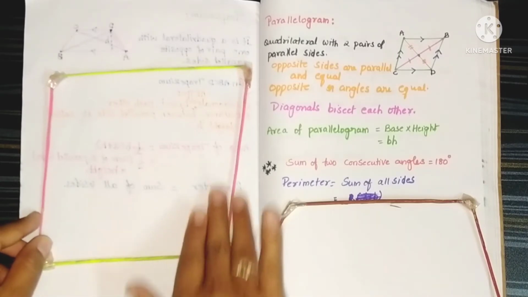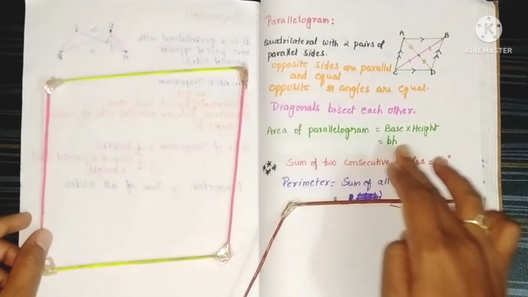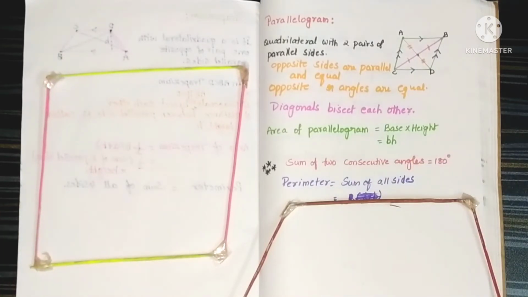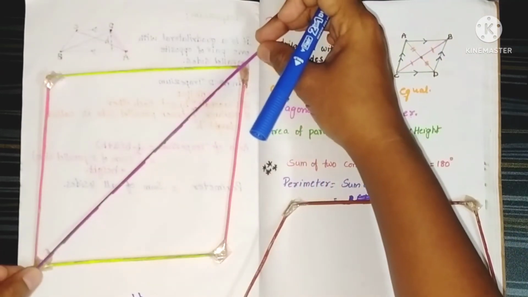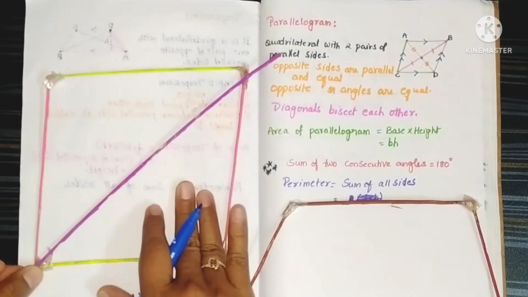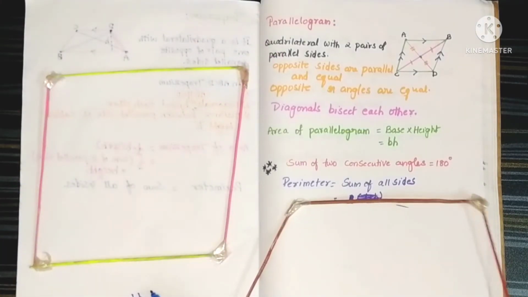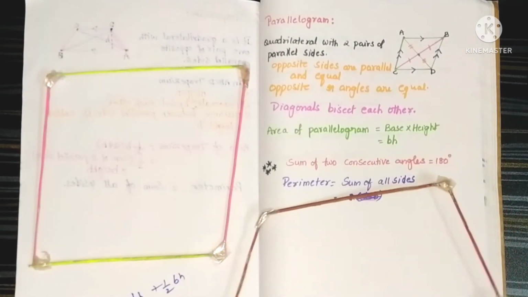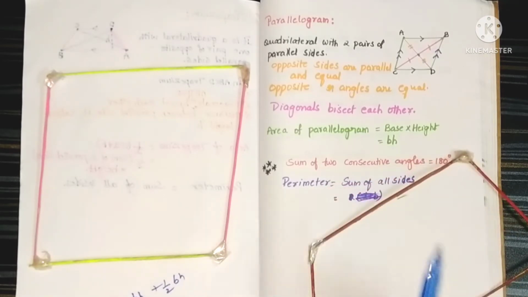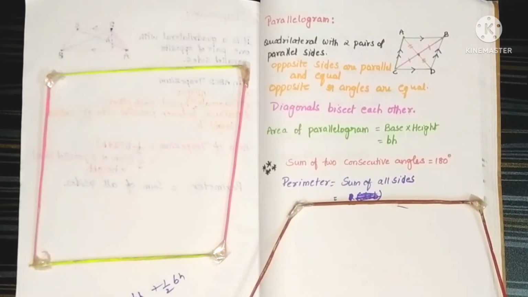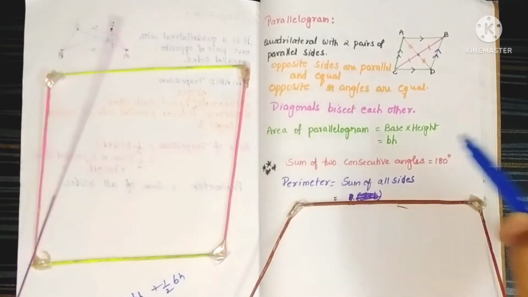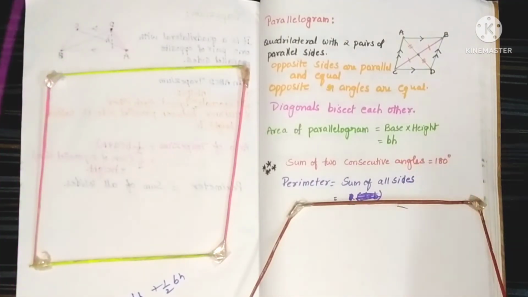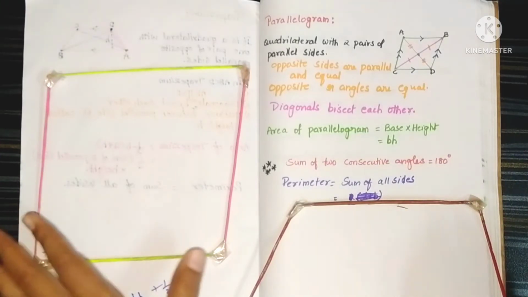Okay, and the area of a parallelogram is base into height. Students, you can simply come to know, the area of a triangle is half BH, right? And in a parallelogram, if you draw a diagonal, this is one triangle and this is another triangle. So half BH plus half BH is 1 BH. That means base into height. We don't write 1. So in that way, the area of a parallelogram is base into height. Perimeter is the sum of all sides. So that is the parallelogram.